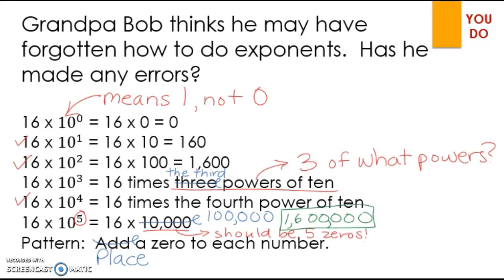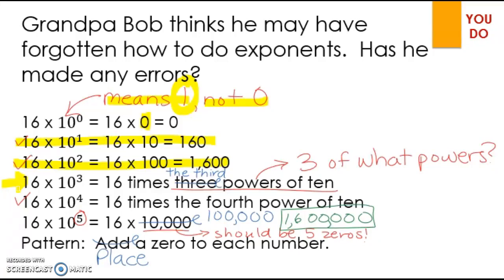Okay, I sure hope you caught all of Grandpa Bob's mistakes. First of all, you see here, 10 to the 0 power, or the 0 power of 10, does not mean that we're multiplying by 0. It actually means we're multiplying by the number 1. Grandpa Bob got this one correct and this one correct. But then we run into a problem right here.